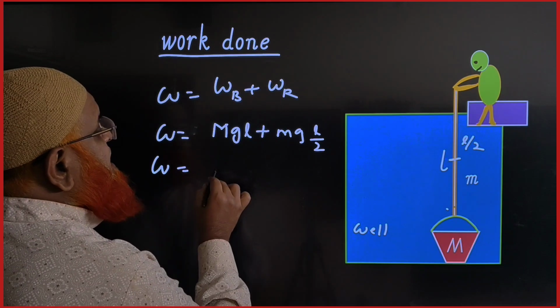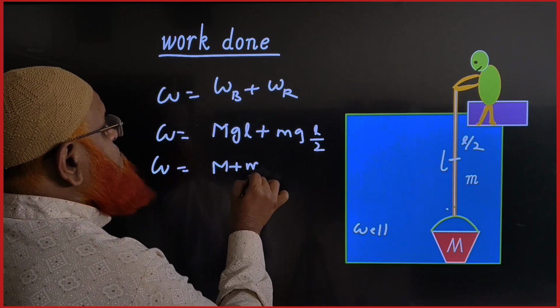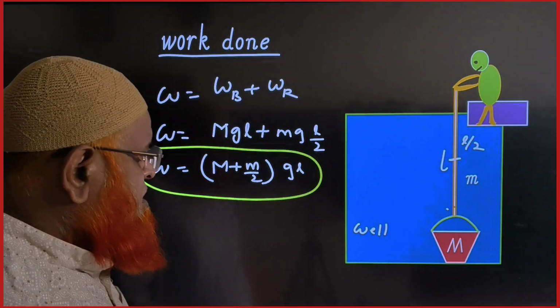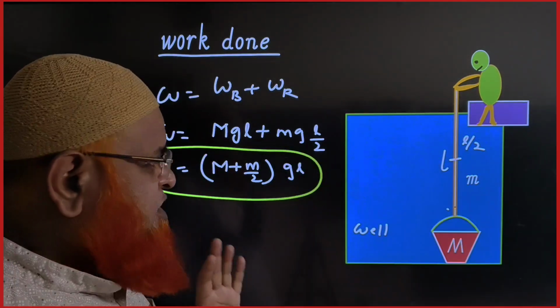Okay, so is how much? What will we take common here? Capital M plus small m by 2 is equal to gL. Okay, so it will be capital M plus m by 2, and gL is going to be common.